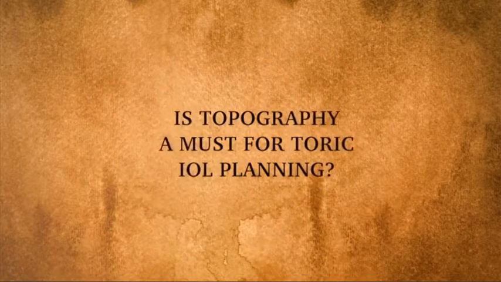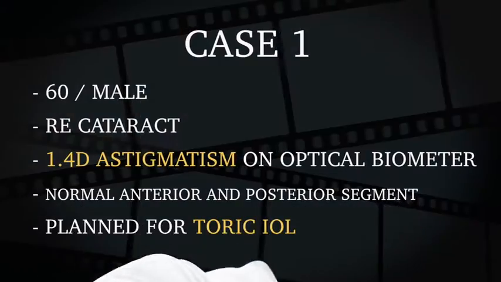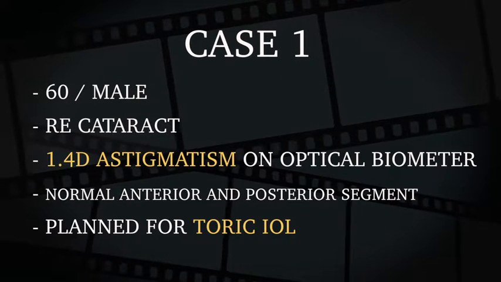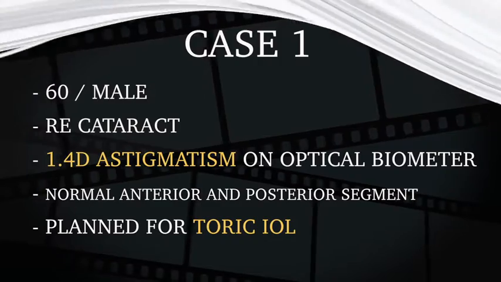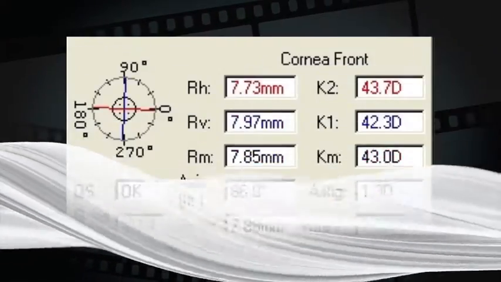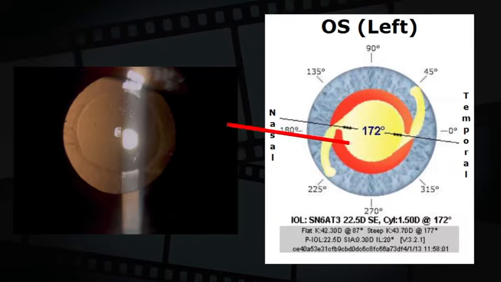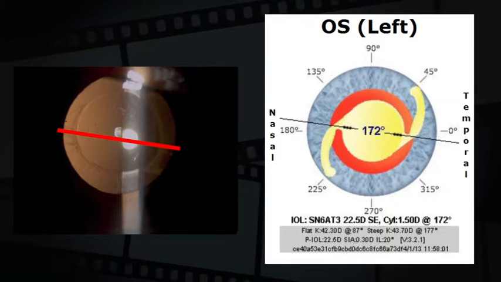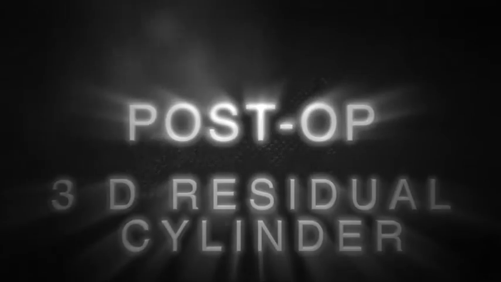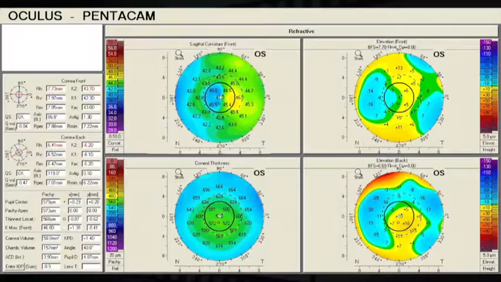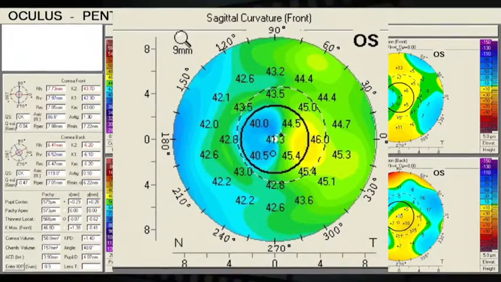To answer this question, let's take a case example of a 60-year-old male with 1.4 diopter cylinder. The toric IOL was planned in this patient by using the online calculator. The IOL was implanted at the plane achieved by the calculator. However, it came as a shock when the post-operative cylinder was 3 diopters in spite of the IOL being aligned correctly. After checking if all the boxes were correctly ticked, we found that the answer lay in the curvature map. The patient had an irregular astigmatism of 3.2 diopters pre-operatively.